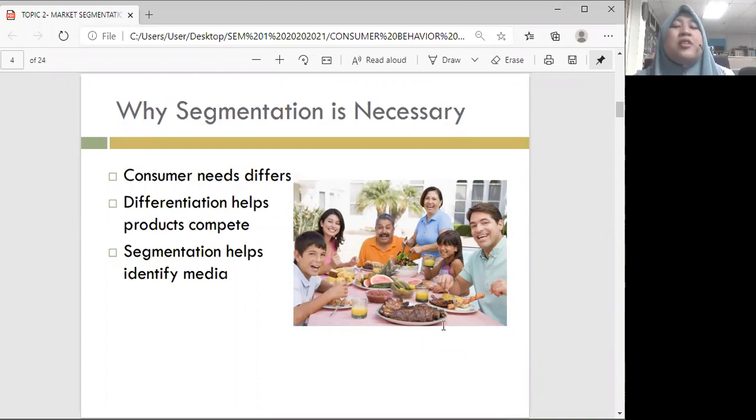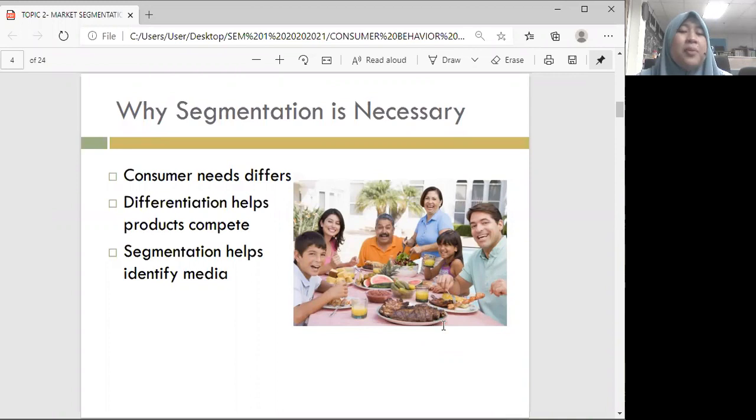And the second one, differentiation helps the product compete. Of course, if the product is just a standardized product, there is no uniqueness, there is no novelty, no difference. Everything is the same, like a school uniform, for example, same colour, same clothes, so there is no difference. So when there is differentiation, the manufacturer and the supplier are competing with each other in terms of design, features, functions, colour, and packaging.